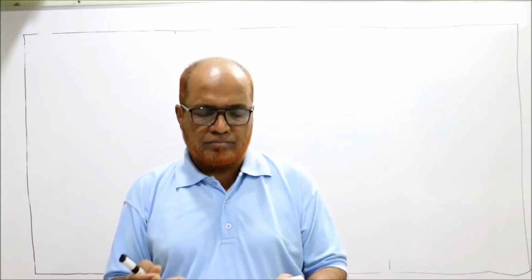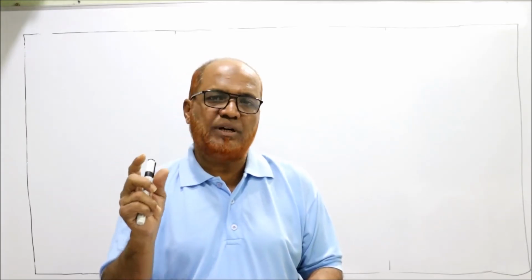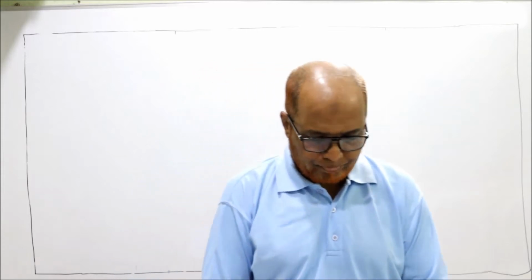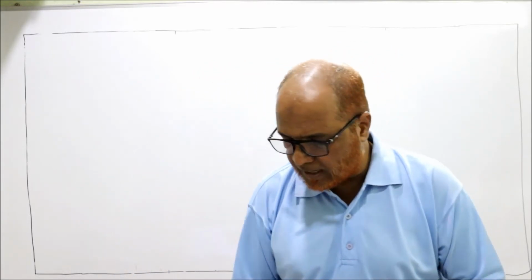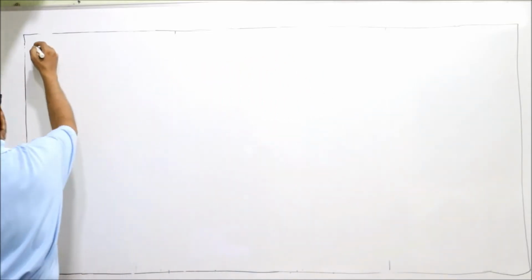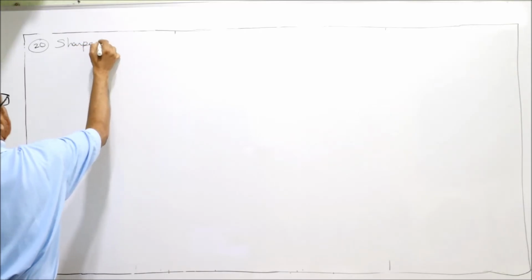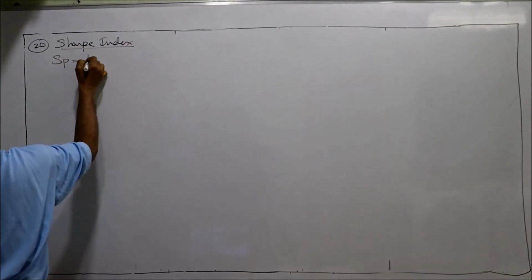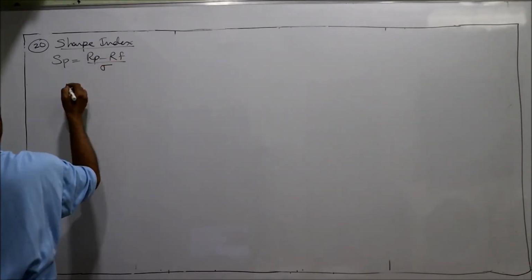For Sharpe method, standard deviation is given, directly we can calculate. For Treynor's measure we need beta values, and by using correlation coefficient we can find out the beta. Then we can calculate Treynor's measure. So first we calculate Sharpe's index, 20th problem. SP is equal to RP minus RF divided by standard deviation.